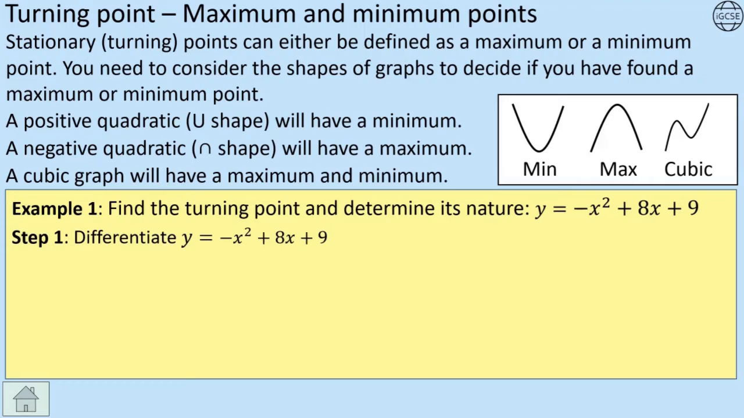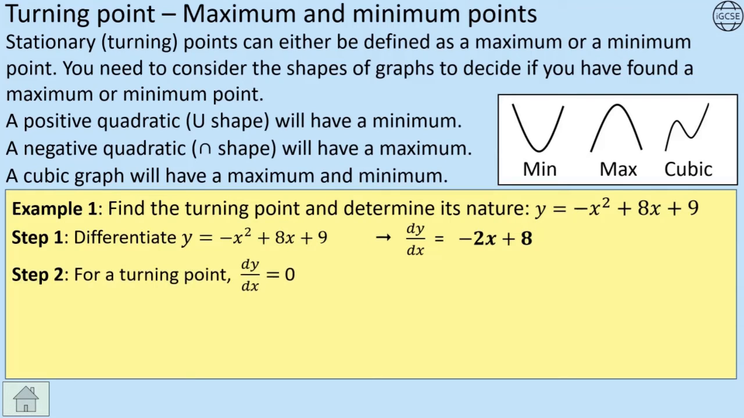Okay, so y equals minus x squared plus 8x plus 9. When we differentiate that, we have minus 2x plus 8. So when the 2 comes to the front, the negative stays there. And of course, we drop the x and the number disappears. So we now just need to make that equal 0.